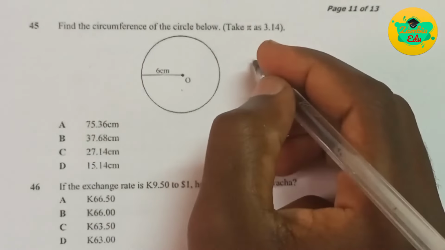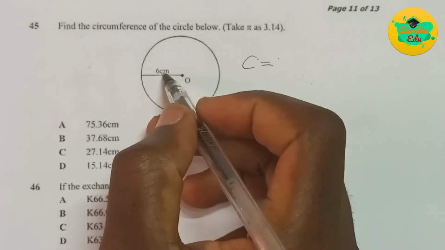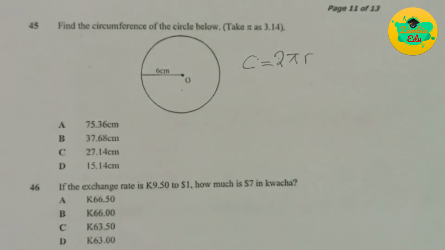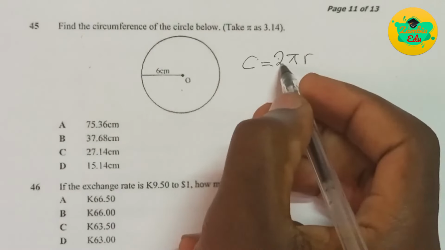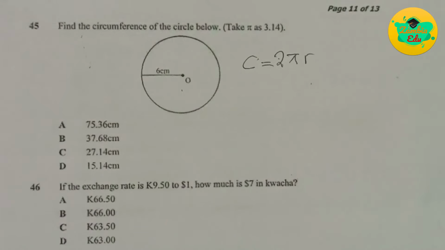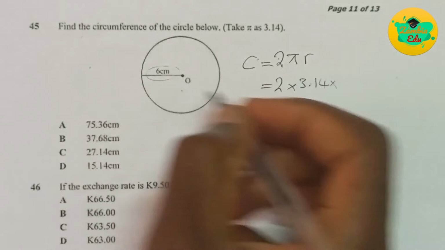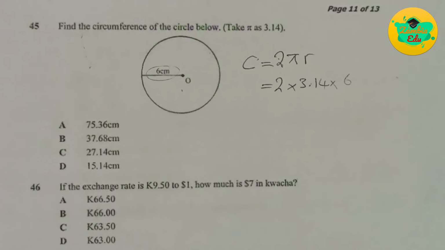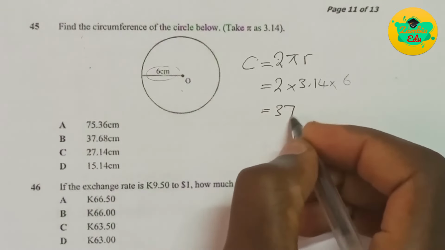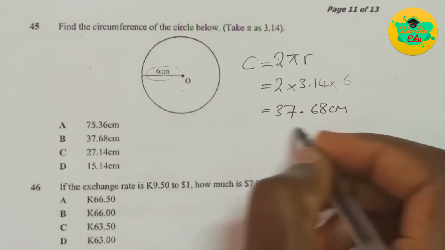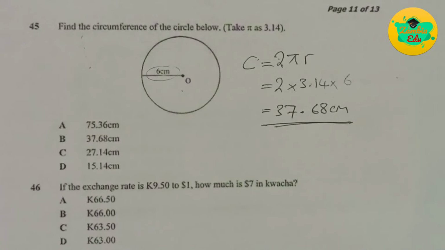Now, the circumference goes with the formula C is equal to, if we have the radius like this, 2 pi r. And the reason why it's 2 pi r is because of the two radiuses which are there. So we're going to say 2 times pi, which is 3.14, times the radius being 6 centimeters. If we multiply that, we say 2 times 3.14 times our radius, which is 6, we get our answer being 37.68 centimeters.